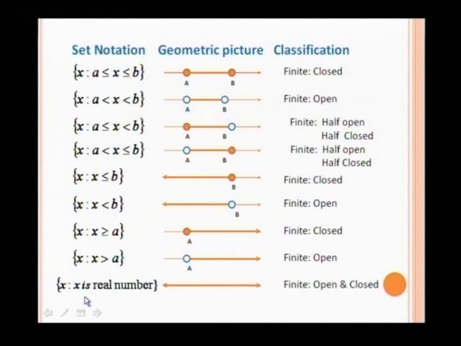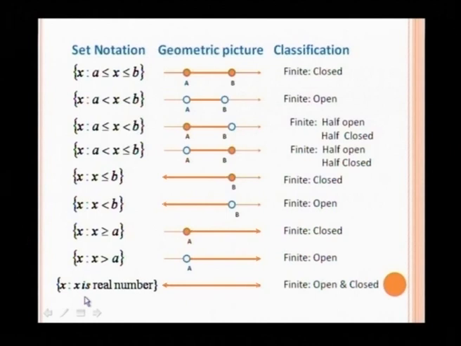As the third last example, we have x such that x is greater than or equal to a, where all the numbers greater than a would be included and number a as well. Its classification is finite and closed interval. In the second last example, we can consider x such that x is greater than a, where number a is not included but all the numbers greater than a would be included in this interval. Its classification is finite and open.